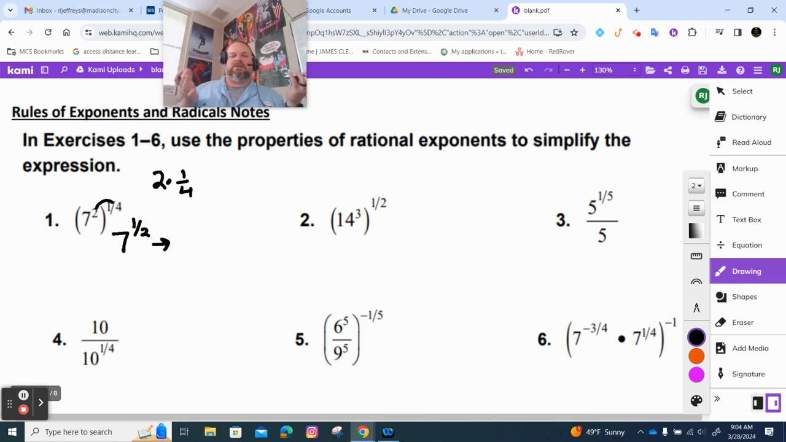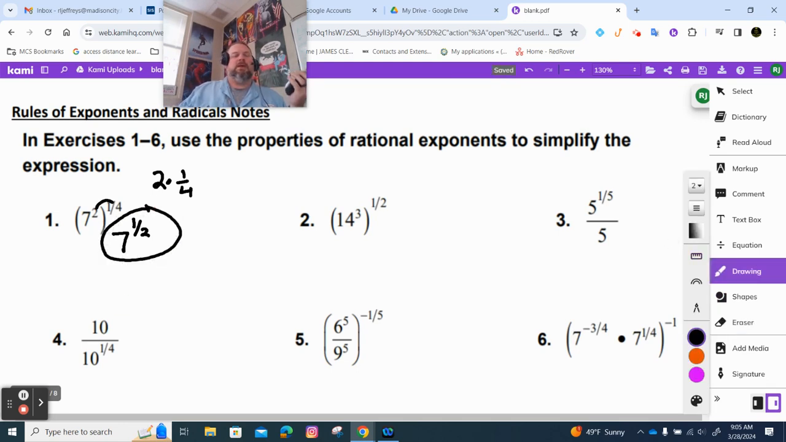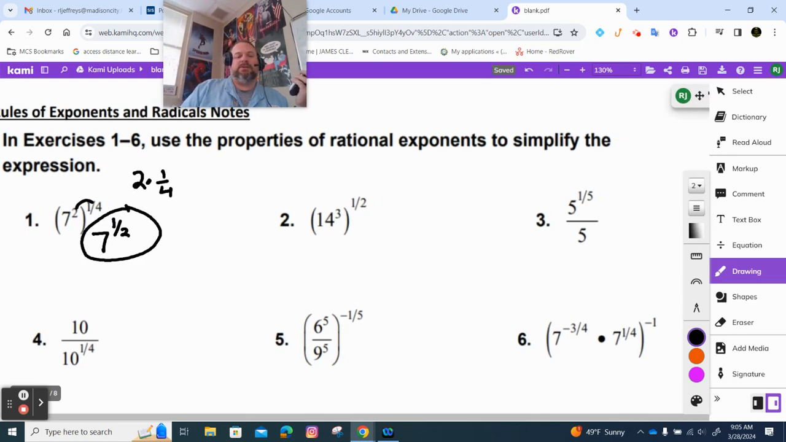Well, how? Wait, it just says use property. Okay. Well, does it say write in radical form? Do the directions say write in radical form? No. So do we have to write in radical form? We could though. We should know that that is the square root of 7.